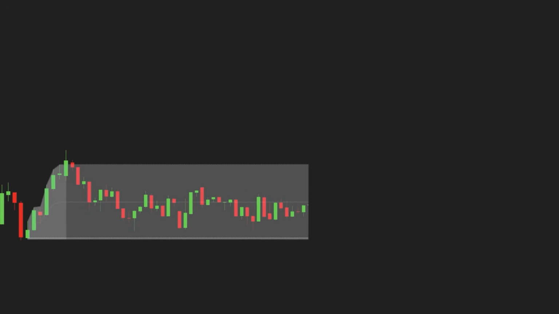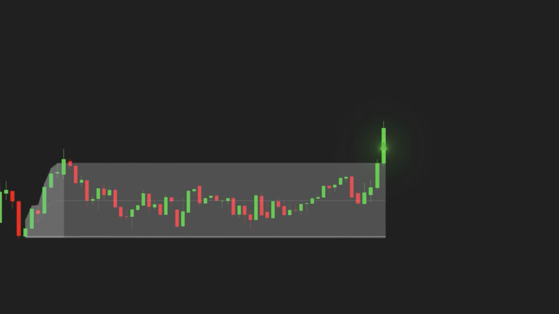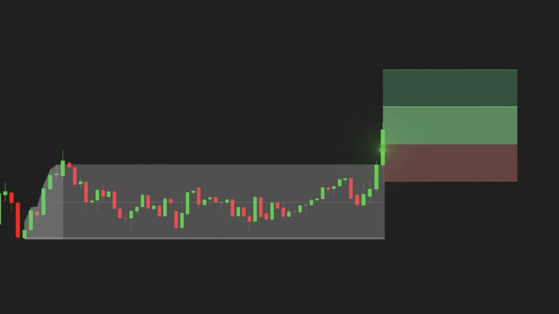Let's look at a breakout example. The opening range forms. Price breaks the range and a signal appears. The move develops and the target level is reached.